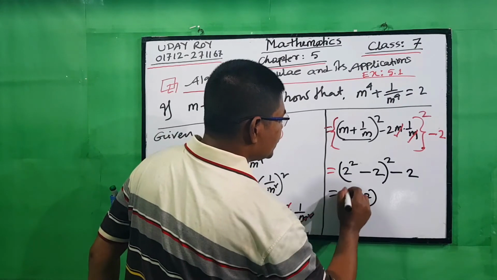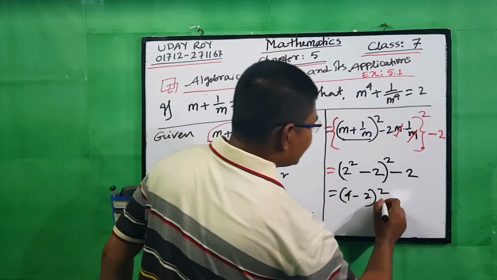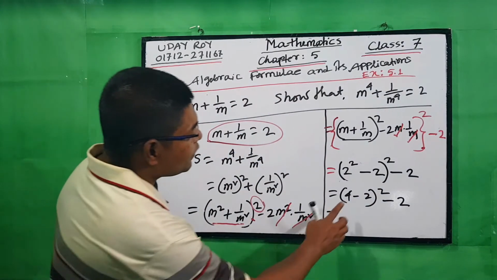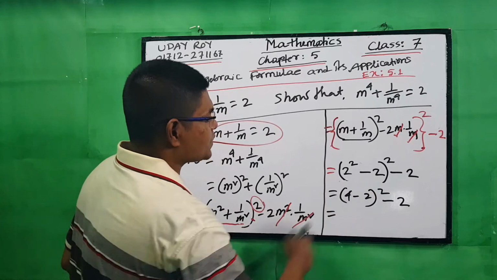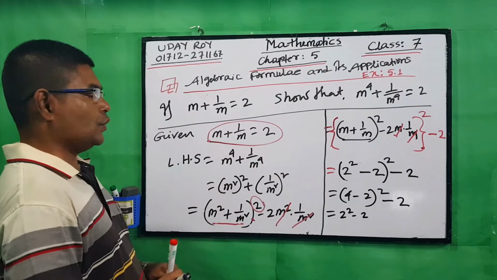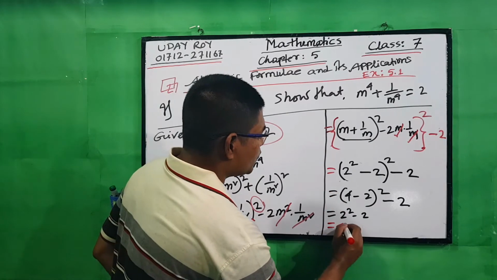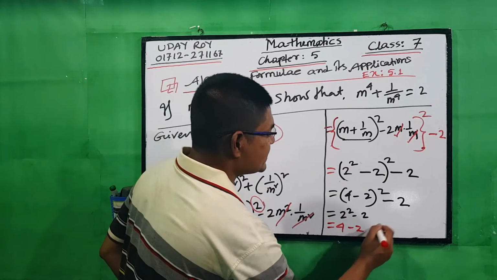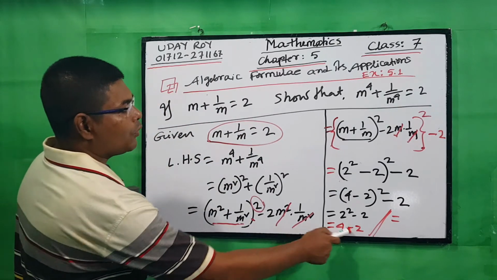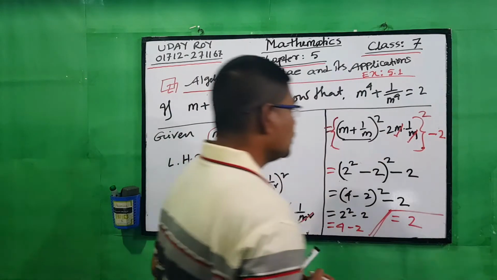4 minus 2 whole square. Here is minus. Here is 2. For this we get 4 minus 2. So we get 2 square minus 2. So 2 square equal to 4. Here is minus 2. So 4 minus 2 equal to, we will get 2.